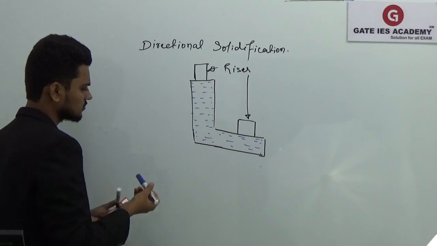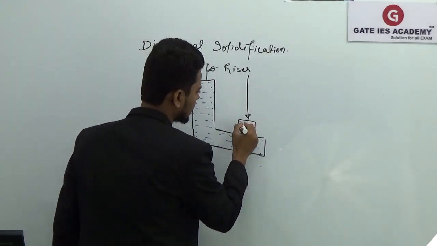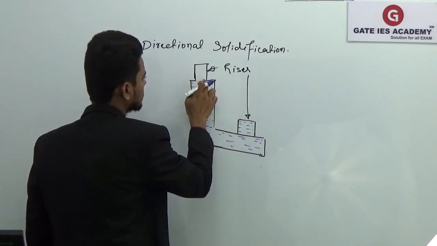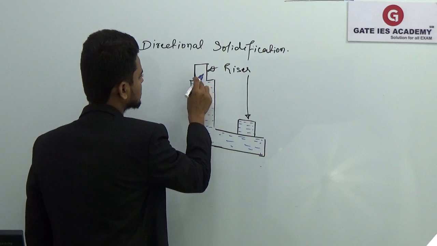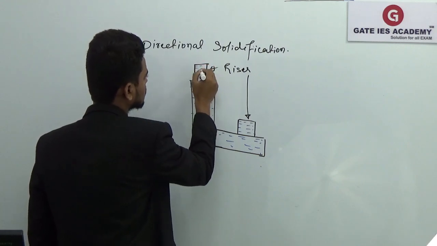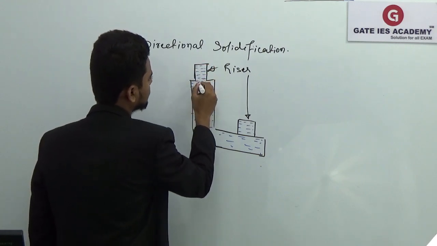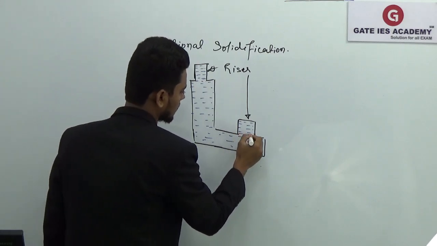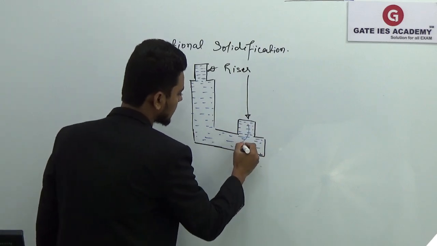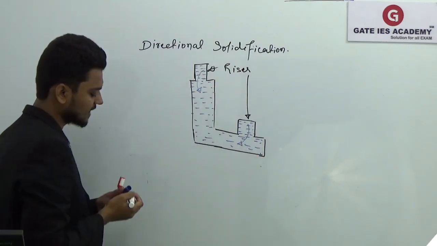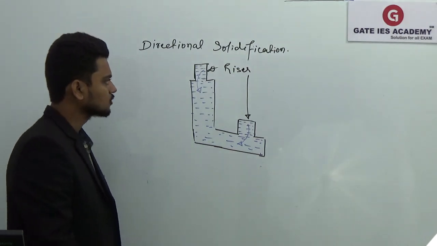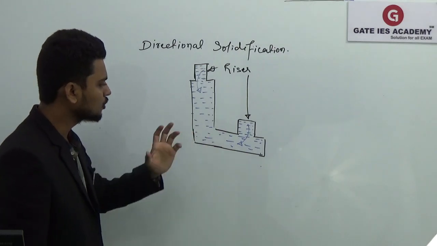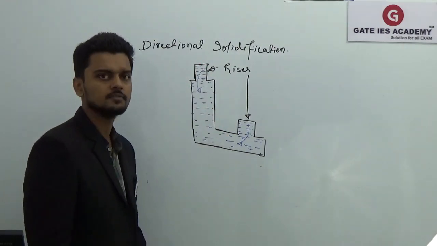So after filling the cavity, your riser should also get completely filled, so that once the molten metal starts solidifying, the extra molten metal from the riser will supply molten metal to avoid that contraction. Okay, so here we have this mold cavity which is completely filled with molten metal, and to avoid the shrinkages we are using the 2 risers, right?